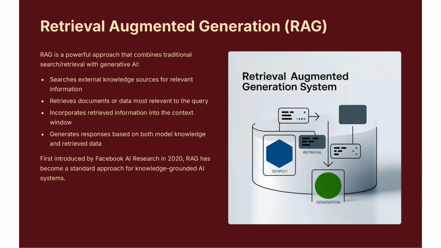Retrieval augmented generation, RAG, combines traditional search with generative AI. It searches external sources, retrieves relevant documents, and incorporates this information into the context window. RAG generates responses using both model knowledge and retrieved data. Introduced by Facebook AI Research in 2020, it is now a standard for knowledge-grounded AI systems.